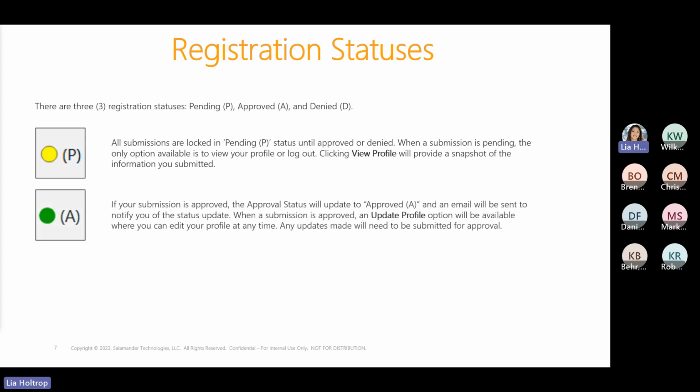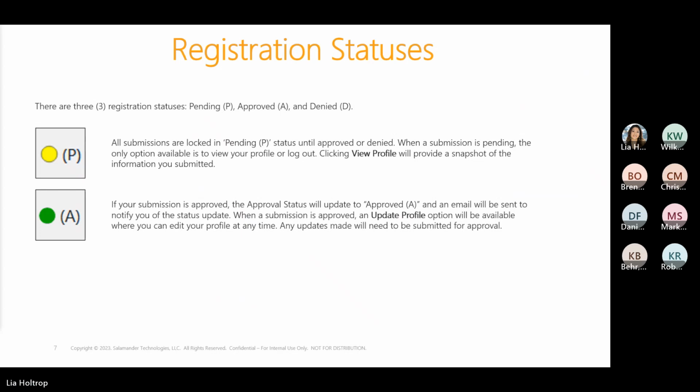The approval. So once approved, the approval status is going to change to approved, and then the person's going to receive an email to notify them of the status update. When a submission is approved, they'll also receive an update profile option. So that allows them to go in and edit and maintain their profile anytime. Just know that anytime a person makes any updates, they have to resubmit it, and that resubmittal will need to go back through the approval process.